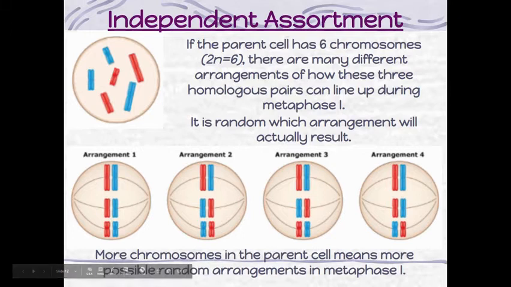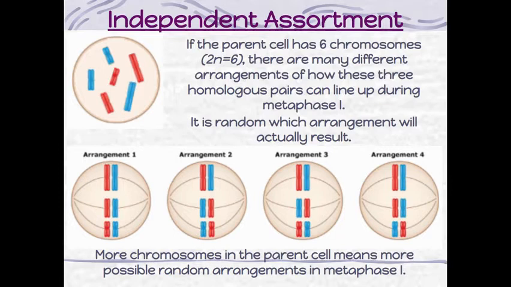So if the parent cell has 6 chromosomes, so if the diploid number is 2n equals 6, there are many different arrangements of how these 3 homologous pairs can line up during metaphase 1. And you can see the possible arrangements at the bottom. Arrangement 1 versus arrangement 2 versus arrangement 3 versus arrangement 4. It's completely random how those chromosomes will end up pairing up.